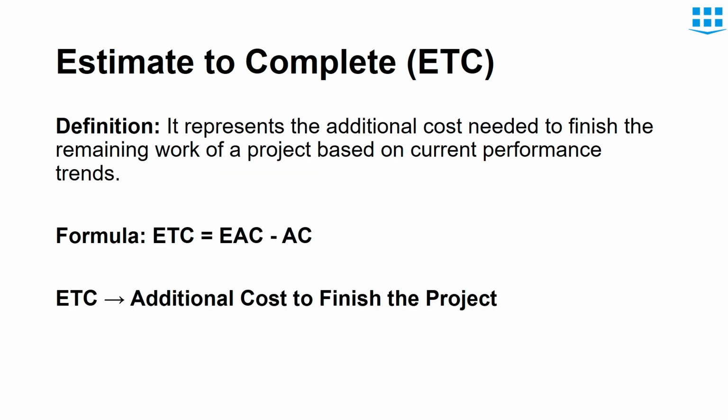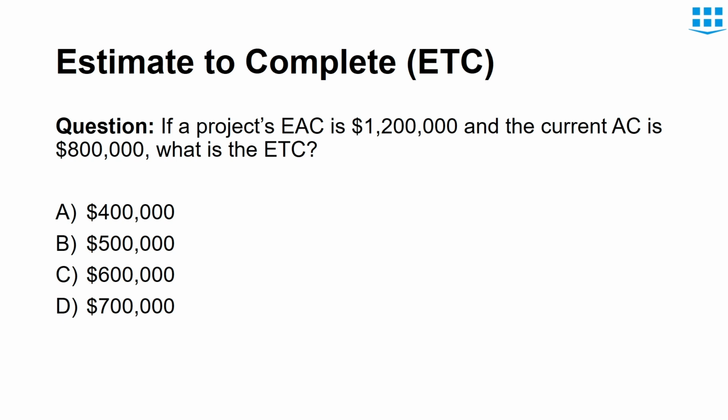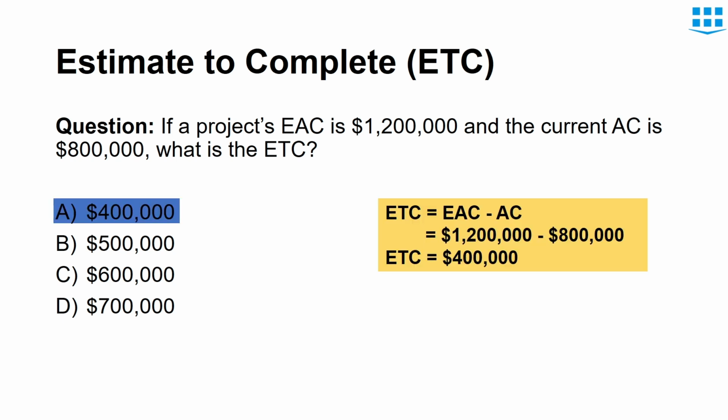So next term is estimate to complete. This term represents the additional cost needed to finish the remaining work of a project based on current performance. The formula is simple: ETC equals EAC minus actual cost. Here is an example of ETC. If a project's EAC is $1.2 million and the current AC is $800,000, what is the ETC? The answer is $400,000. It's a simple formula.